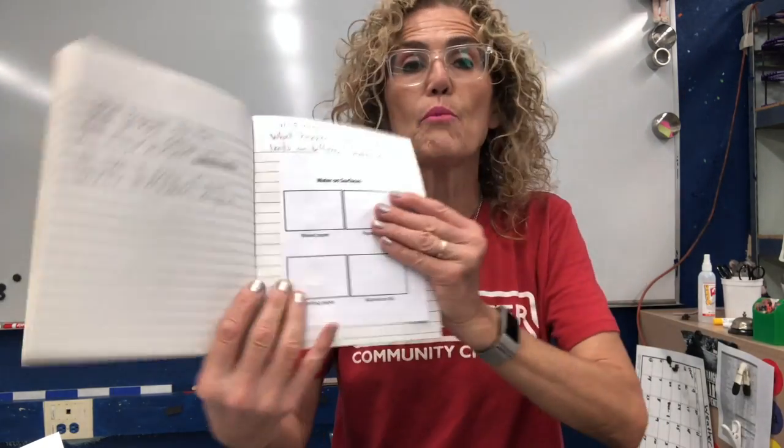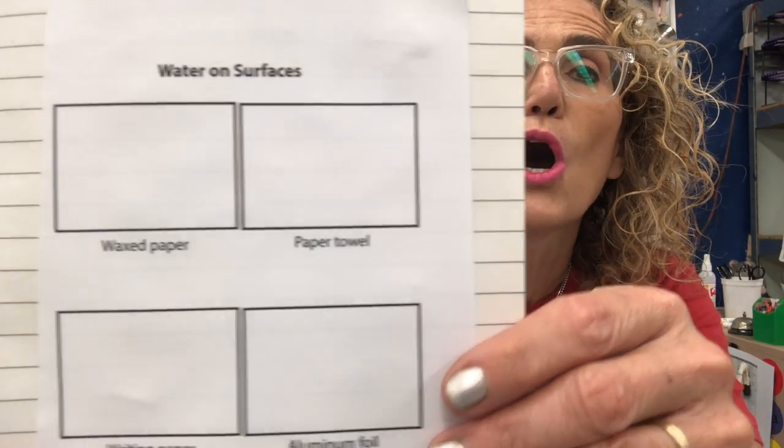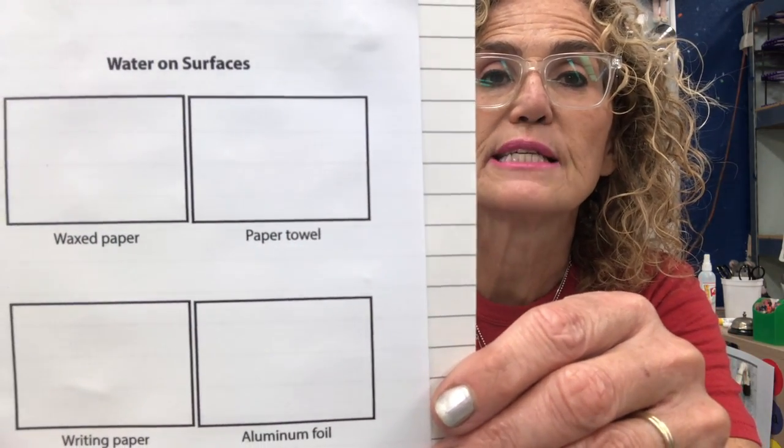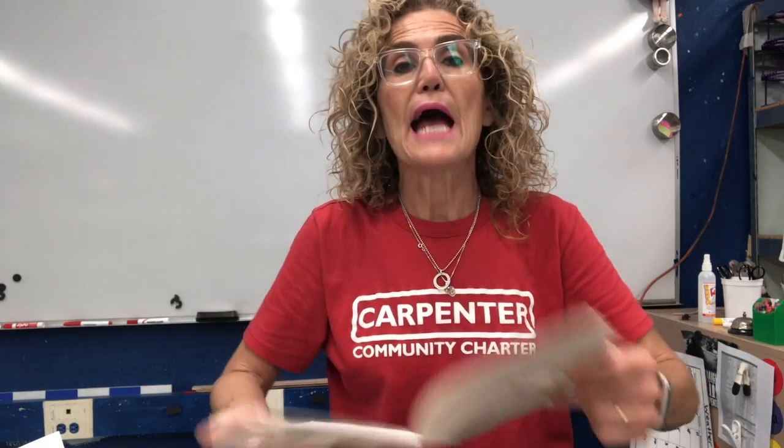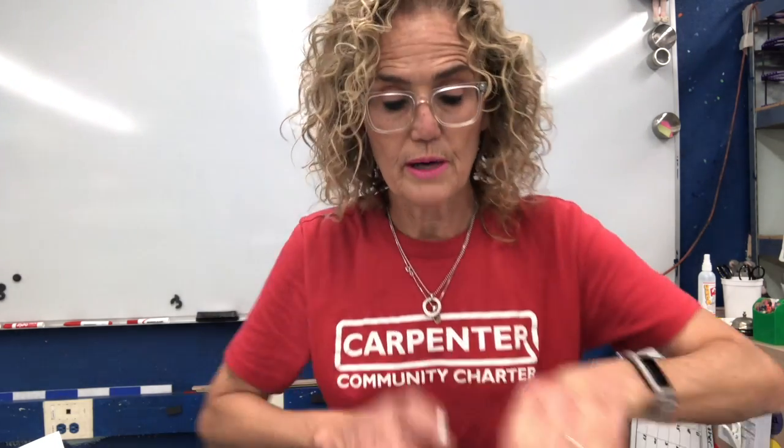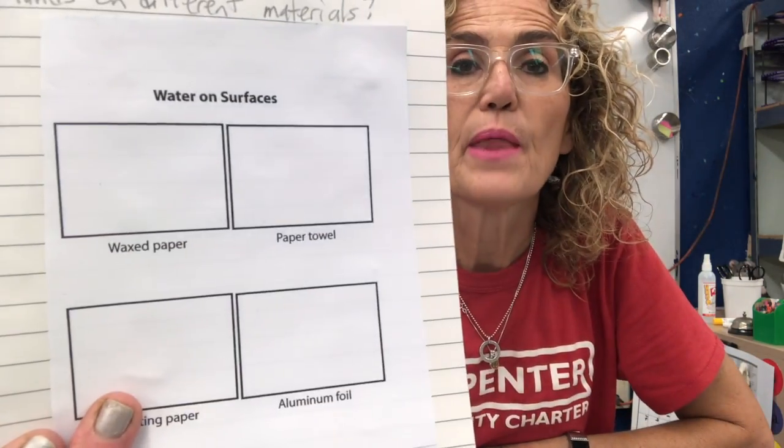Now, I would like you also to get your science notebook, and I want you to get this piece of paper, water on surfaces, and put this into your science notebook and date it. And I would like you to write at the top of the notebook, your first entry into this next page. This is the question: what happens when water lands on different materials? So write that in your notebook, glue this in, and now we're going to do the experiment.